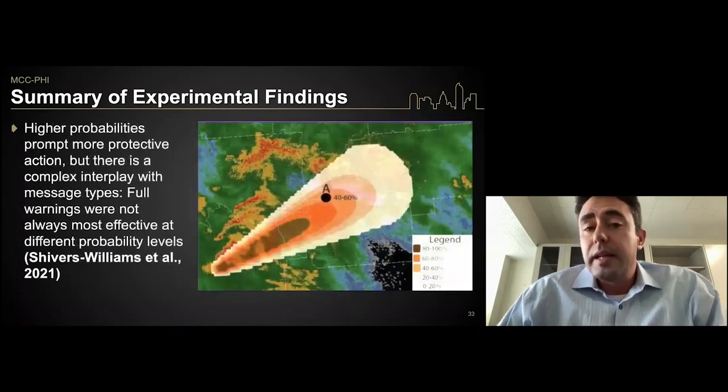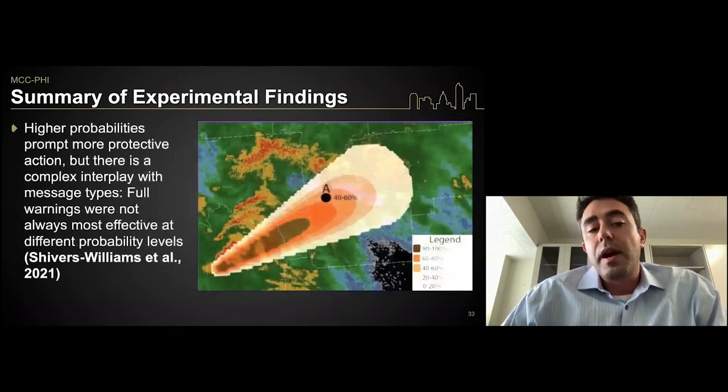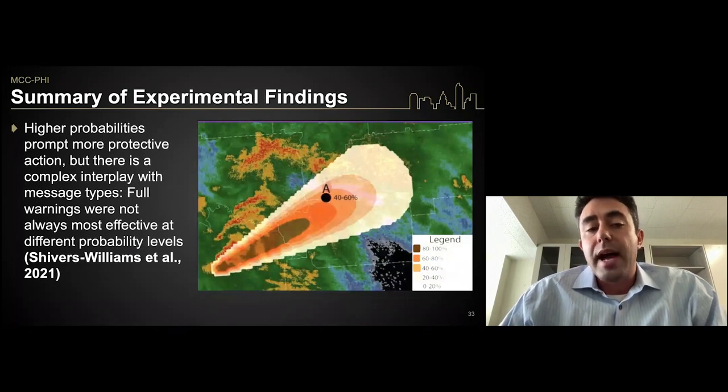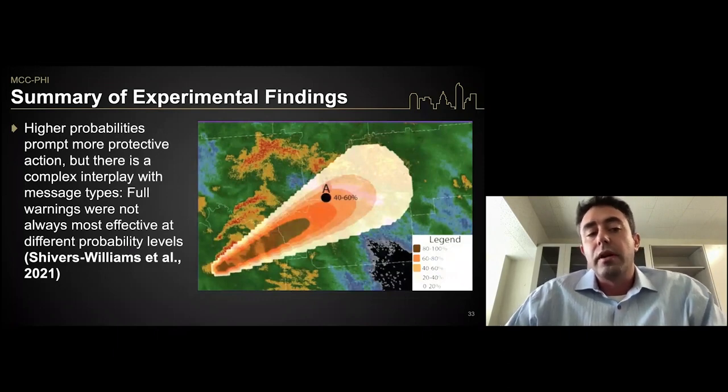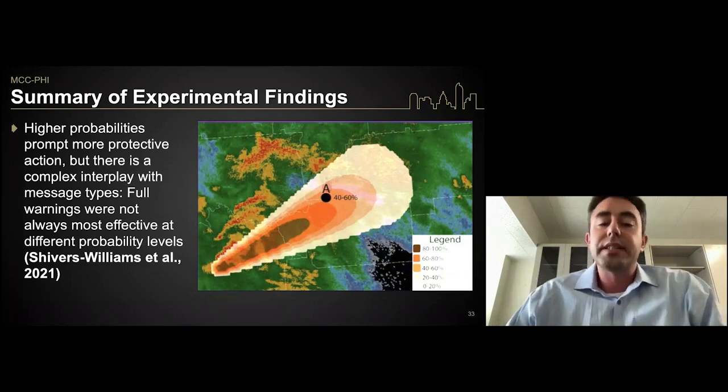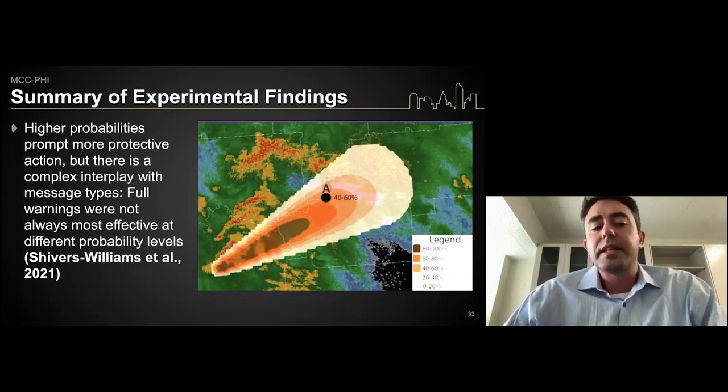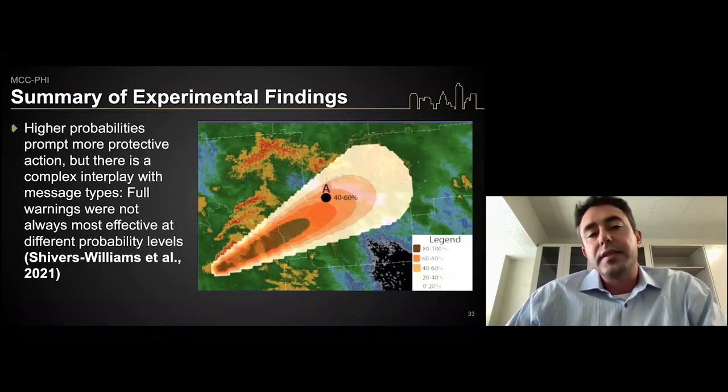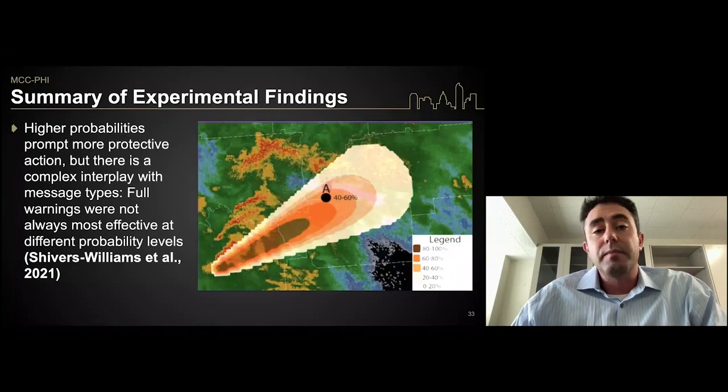Now, the Shivers-Williams et al. study found that higher probabilities for tornado impact did prompt more protective action, but there was a complex interplay with message types. Full warning messages were not always the most effective at different probability levels, and the study actually left us with many questions.